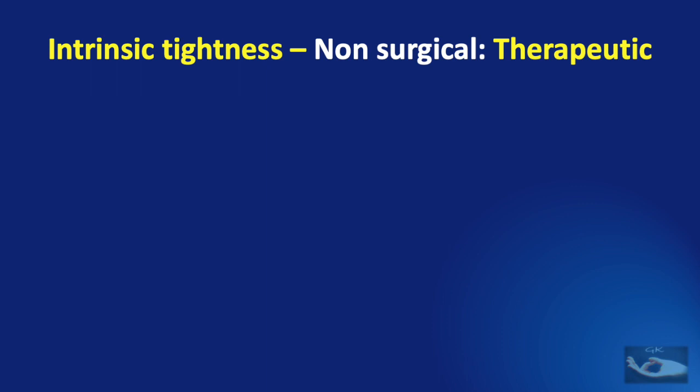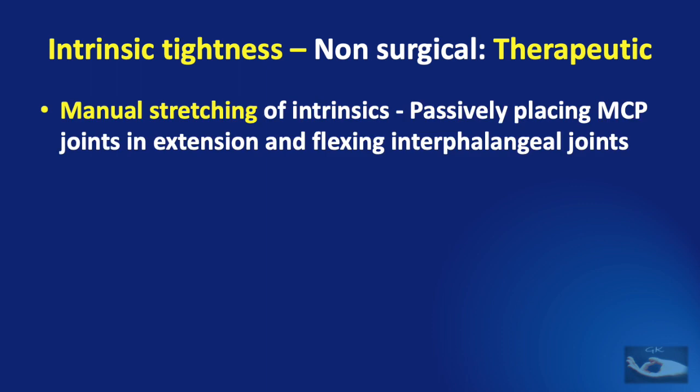When we have begun to realize by our clinical examination that the intrinsic muscles are getting tight, we need to institute the non-surgical therapeutic techniques. The first is manual stretching of the intrinsics. Here, passively placing the metacarpophalangeal joints in extension and interphalangeal joints in flexion will help to keep the intrinsic muscles stretched.